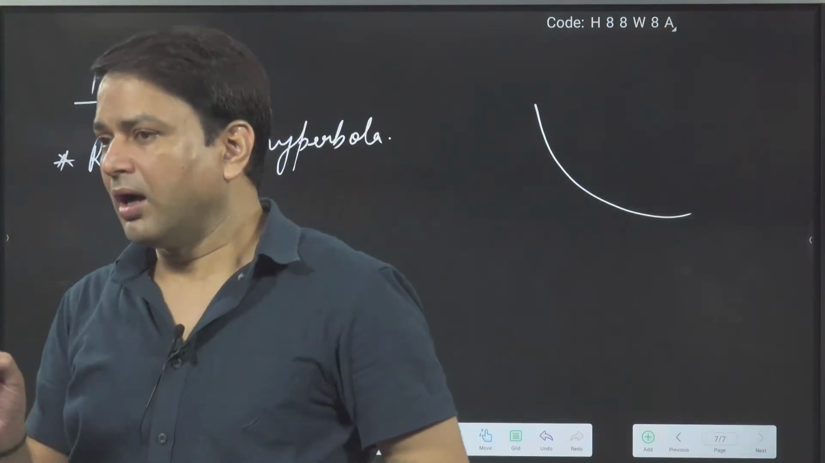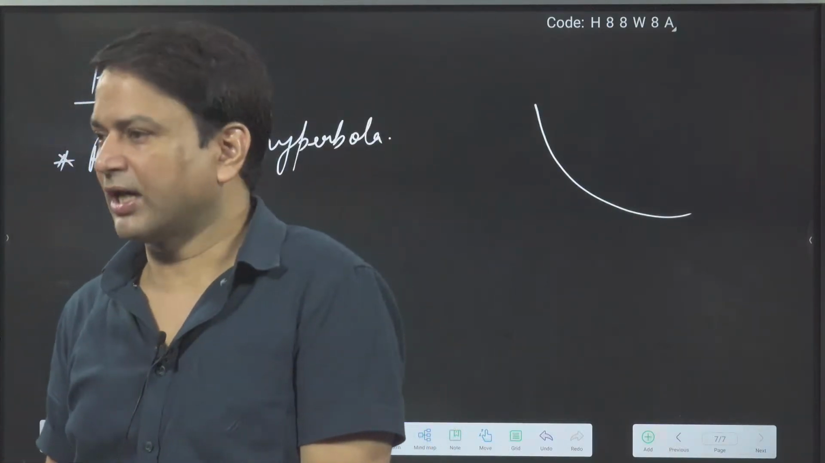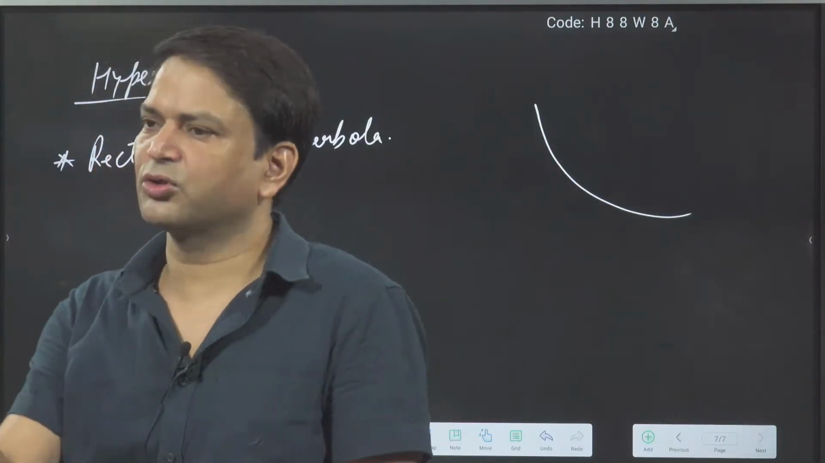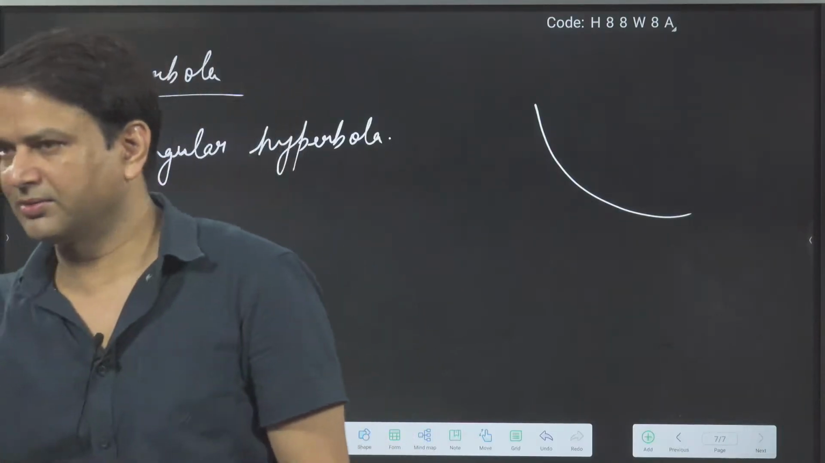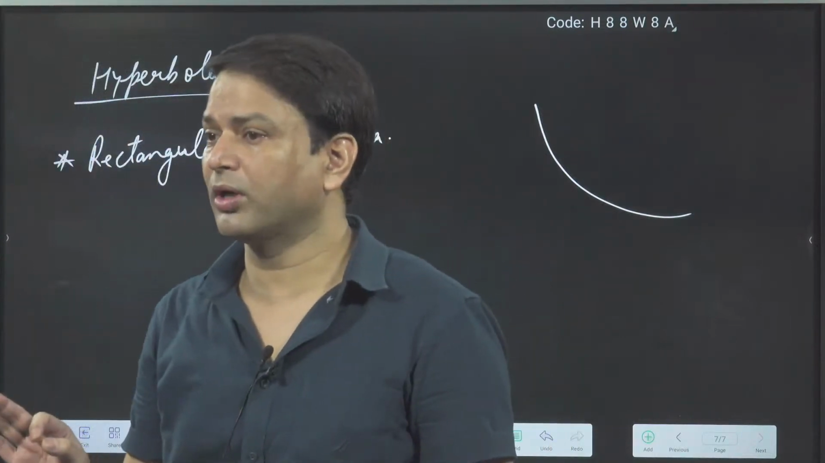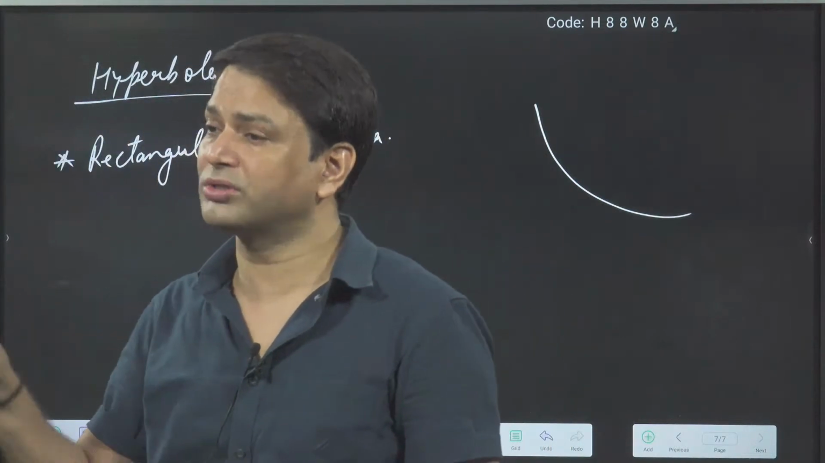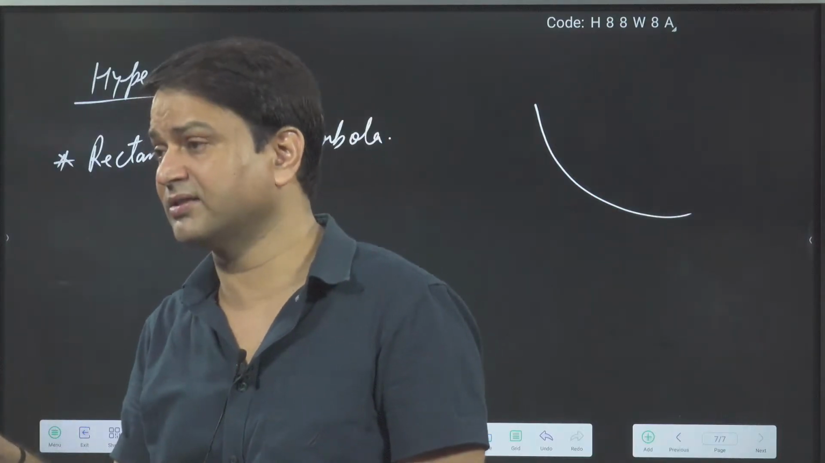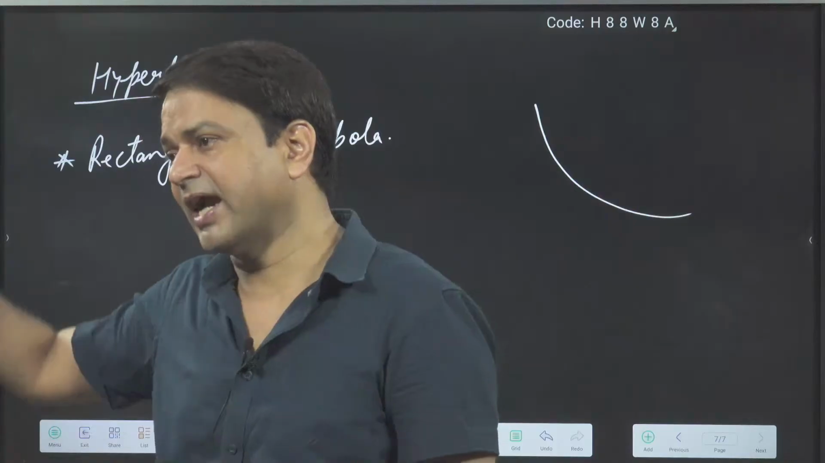What is the meaning of the rectangular hyperbola? Mathematically, what is the definition of the rectangular hyperbola? That is not important, but just listen. What is the rectangular hyperbola? A rectangular hyperbola is a hyperbola whose x-axis and y-axis are the tangent at infinity.